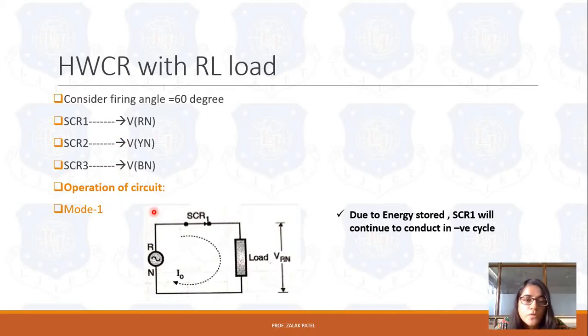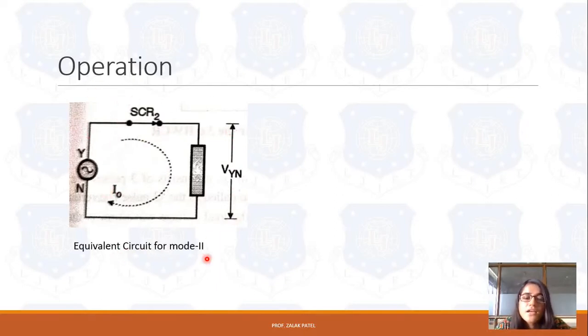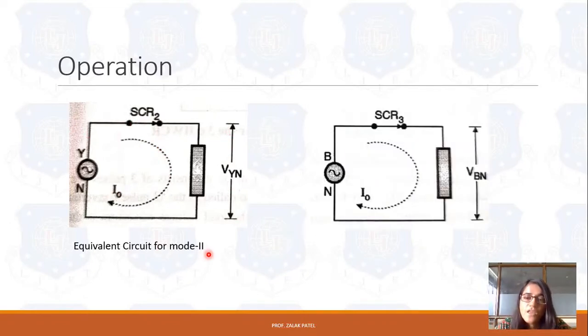Now let's see what will happen in mode 2. So this is mode 2. Mode 2 means SCR2 will operate and the other two SCRs will remain off, means SCR1 and SCR3 will be off, and the voltage is across the Y and N terminals. So VYN, again maximum current will pass through it. So SCR2 will operate. This is called the equivalent circuit for mode 2. Similarly, if we take the case of mode 3, means if SCR3 is operated, then at that time the voltage is between B and N. So here the voltage across B and N is there. This is the equivalent circuit for mode 3.